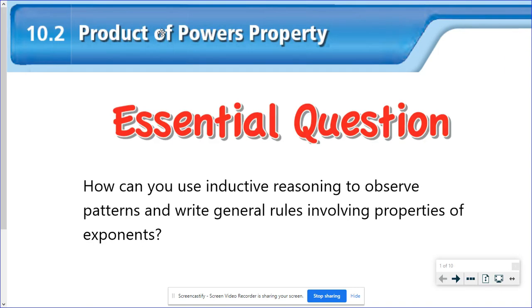Hello again, math students. Today we are going to move on talking about exponents, but we're actually going to use some properties, some rules that we have for exponents. You're going to notice in a lot of these sections we've got names for these different rules.